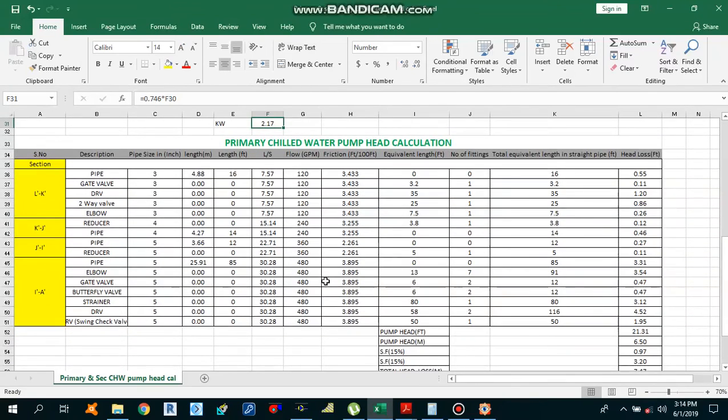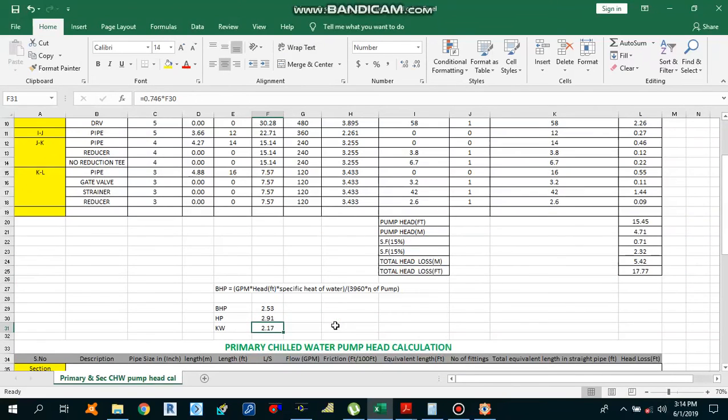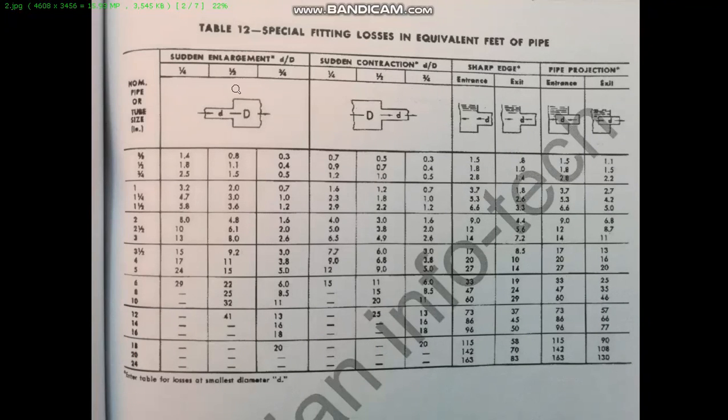The only difference between primary and secondary chilled water pump head is that you will get the sudden enlargement over there. So you guys can do it on your own. If you find any difficulty, you can let me know, I will help you.